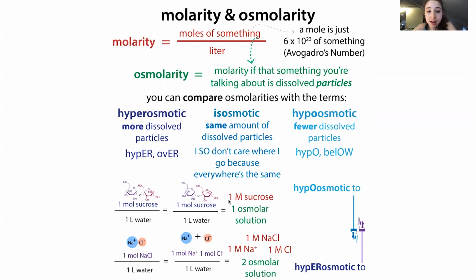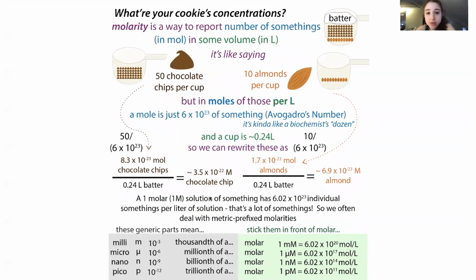And so if you start with 1 molar of sucrose, a mole is just 6 times 10 to the 23rd of something, like a dozen, but a lot bigger because we're dealing with really, really tiny molecules, and so really, really big quantities of those. So we're typically dealing with micromolar, nanomolar, millimolar, those sorts of units in a biochemistry lab. And if we're talking about molarity, this can be of anything. So this is why I can talk about molarity of chocolate chips and stuff.